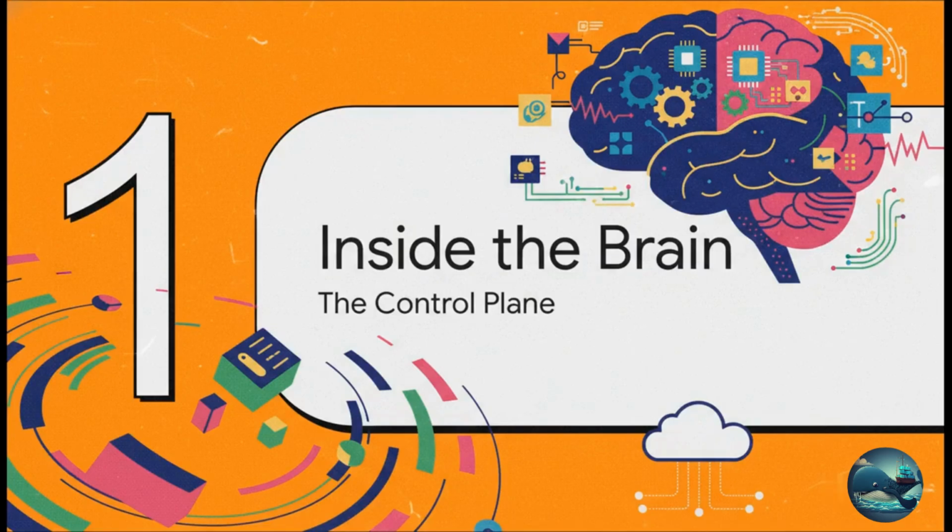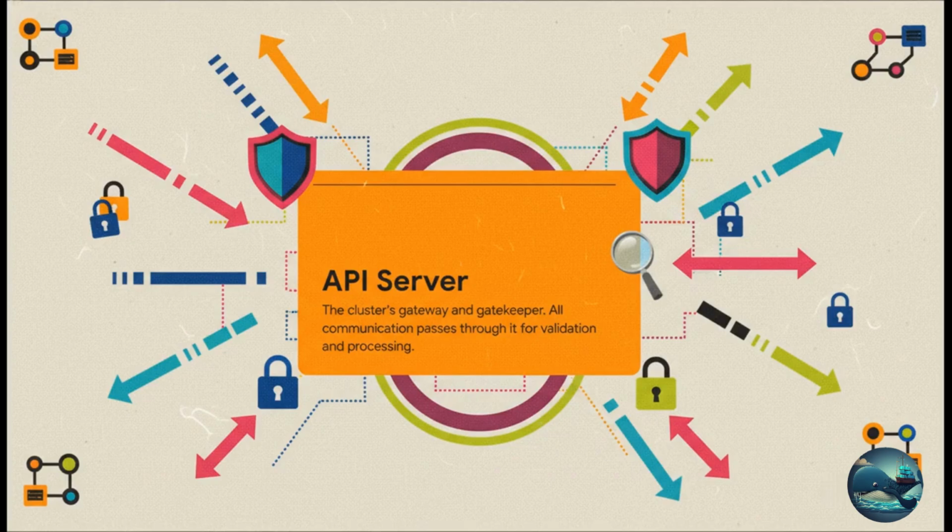Okay, so let's start with the brain. We're going to pop the hood on the control plane and see what makes it tick. What are the key parts inside that allow it to make all these smart decisions? First up, we have the API server. You can think of this as the front door to the entire cluster. No, actually, it's more than that. It's the front door, the main switchboard, and the bouncer all rolled into one. Literally, every single thing that happens, every command you send, every status update has to go through the API server. It's the gatekeeper that validates every single request before it lets anything in.